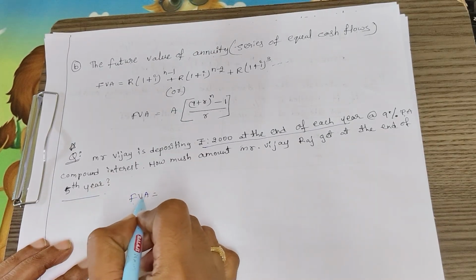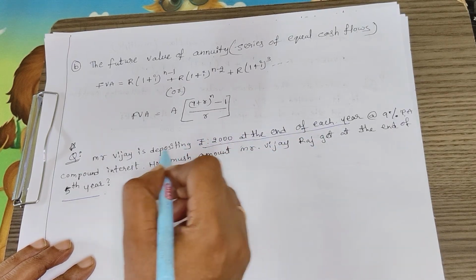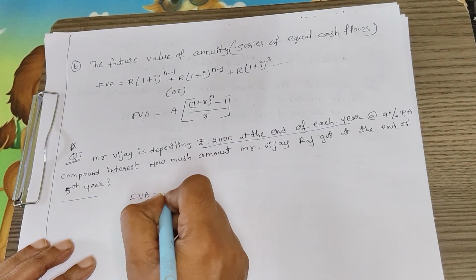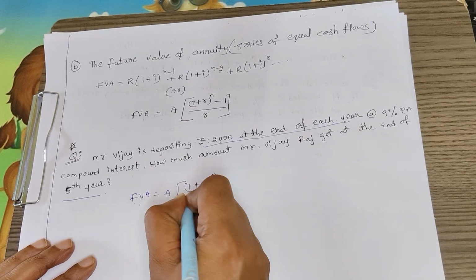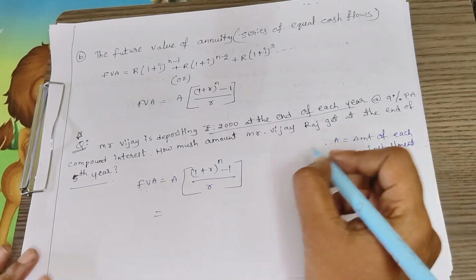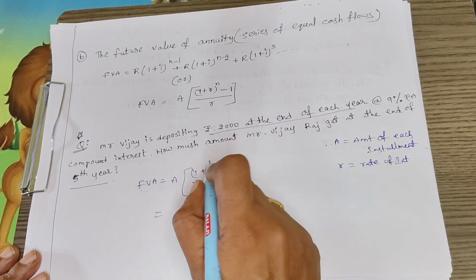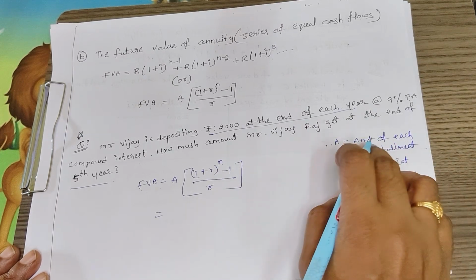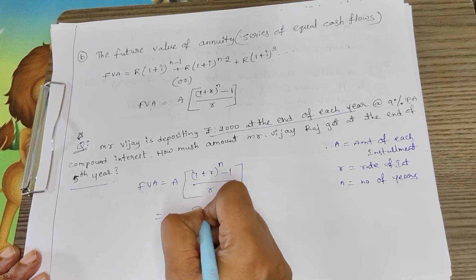So why are we calculating the future value of annuity? Because at the end of each year 2000 is deposited by Vijay. Every year the same amount of money is invested, so we apply this formula: A into ((1 plus R) to the power of n minus 1) divided by R. Here A is equal to the amount of each installment, R is equal to the rate of interest, and N is equal to the number of years. So the amount of each installment, how much? 2000. 2000 into 1 plus R.